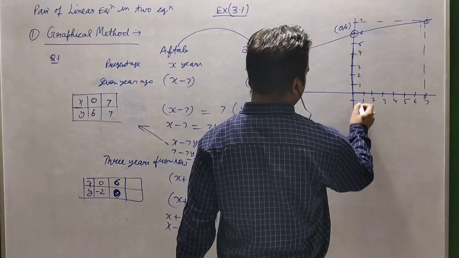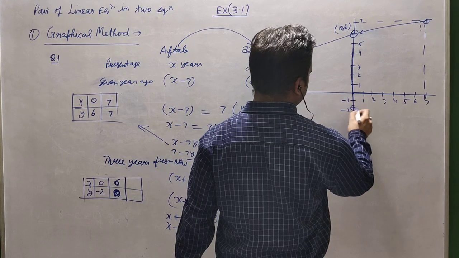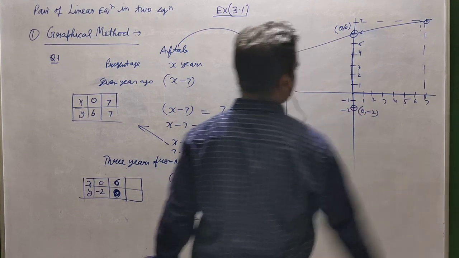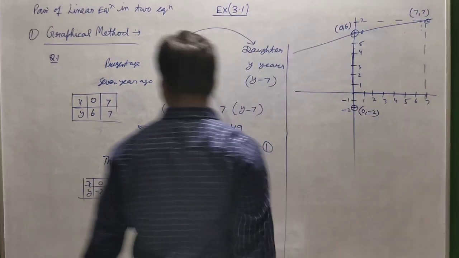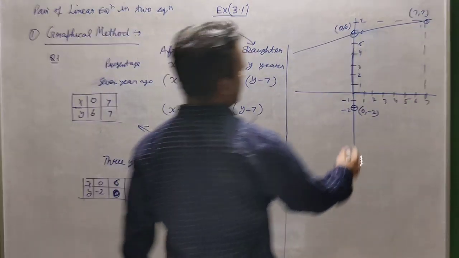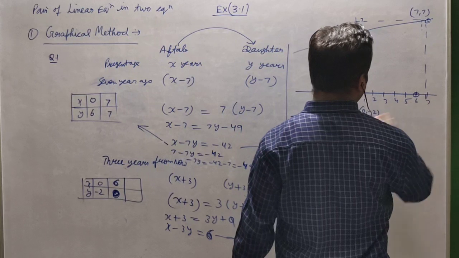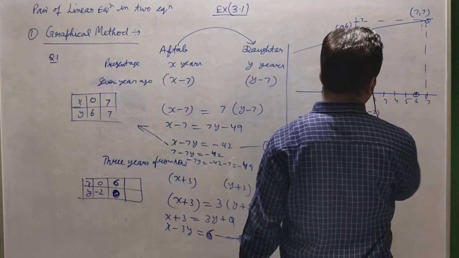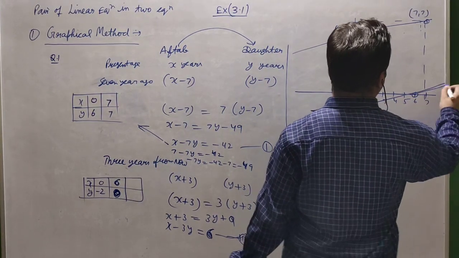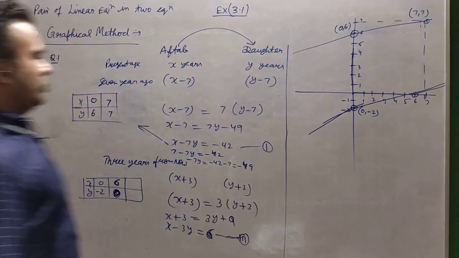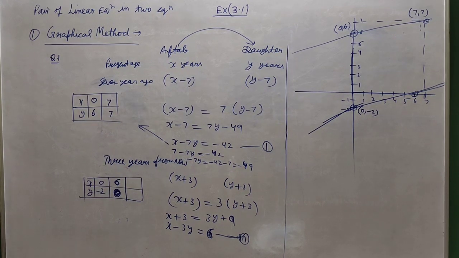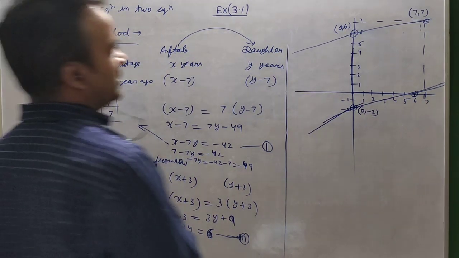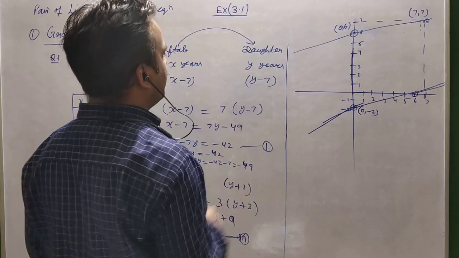So 0, minus 1, minus 2. So this is (0, minus 2). This is (7, 7). And next one is (6, 0). (6, 0) is where? This is. So this line is like this. So you can see here, on the graph you can get the accurate presentation, it's looking like parallel lines.